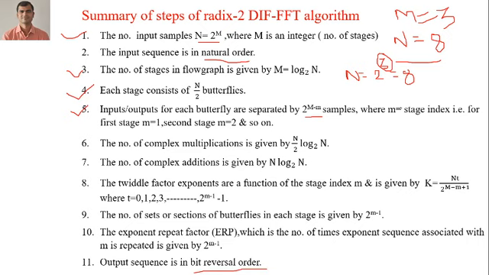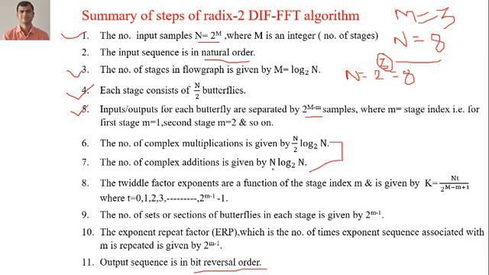Points number 6 and 7 are similar. We require N by 2 log to the base 2 of N complex multiplications and N log to the base 2 of N complex additions. So complex multiplication and addition are similar to that of the DIT FFT algorithm. Now point number 8 is different.